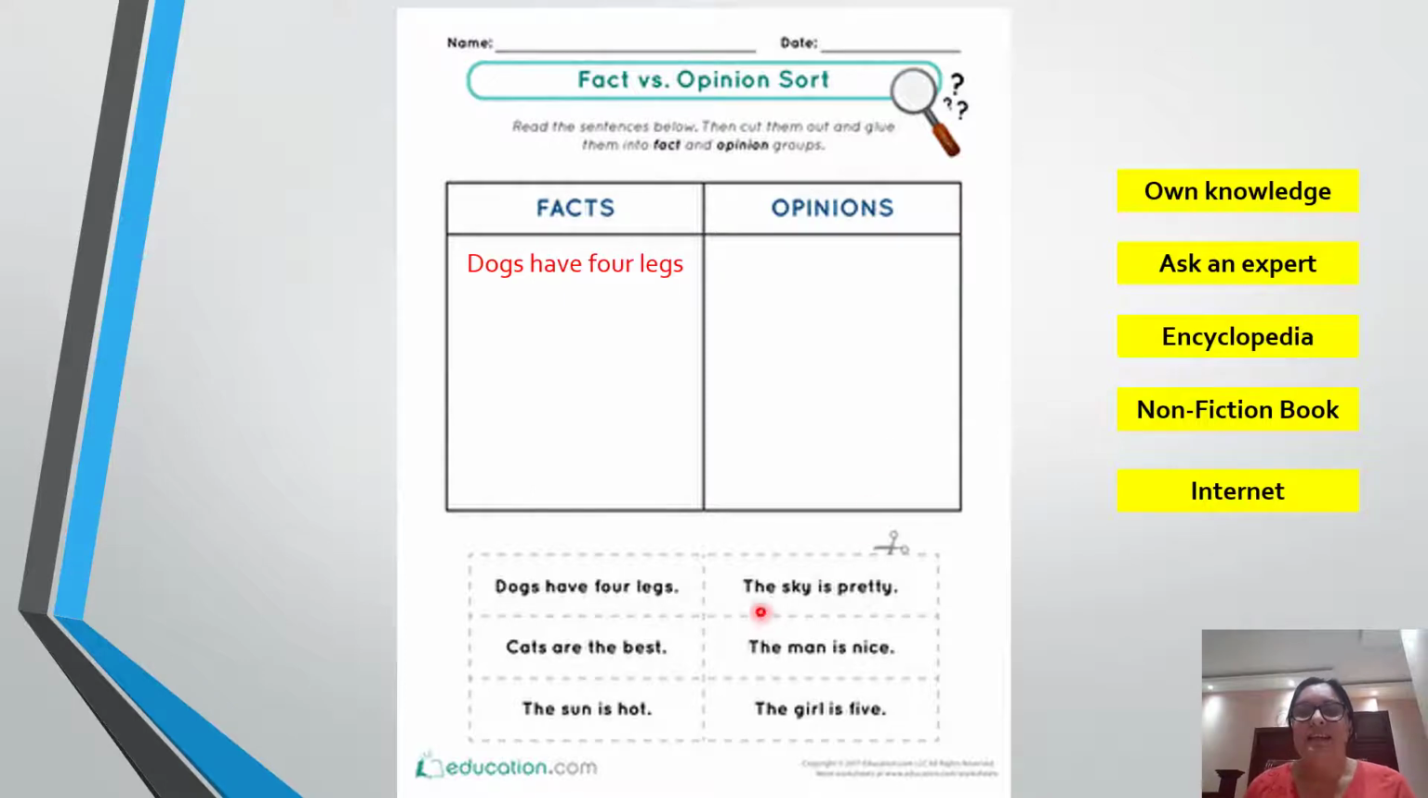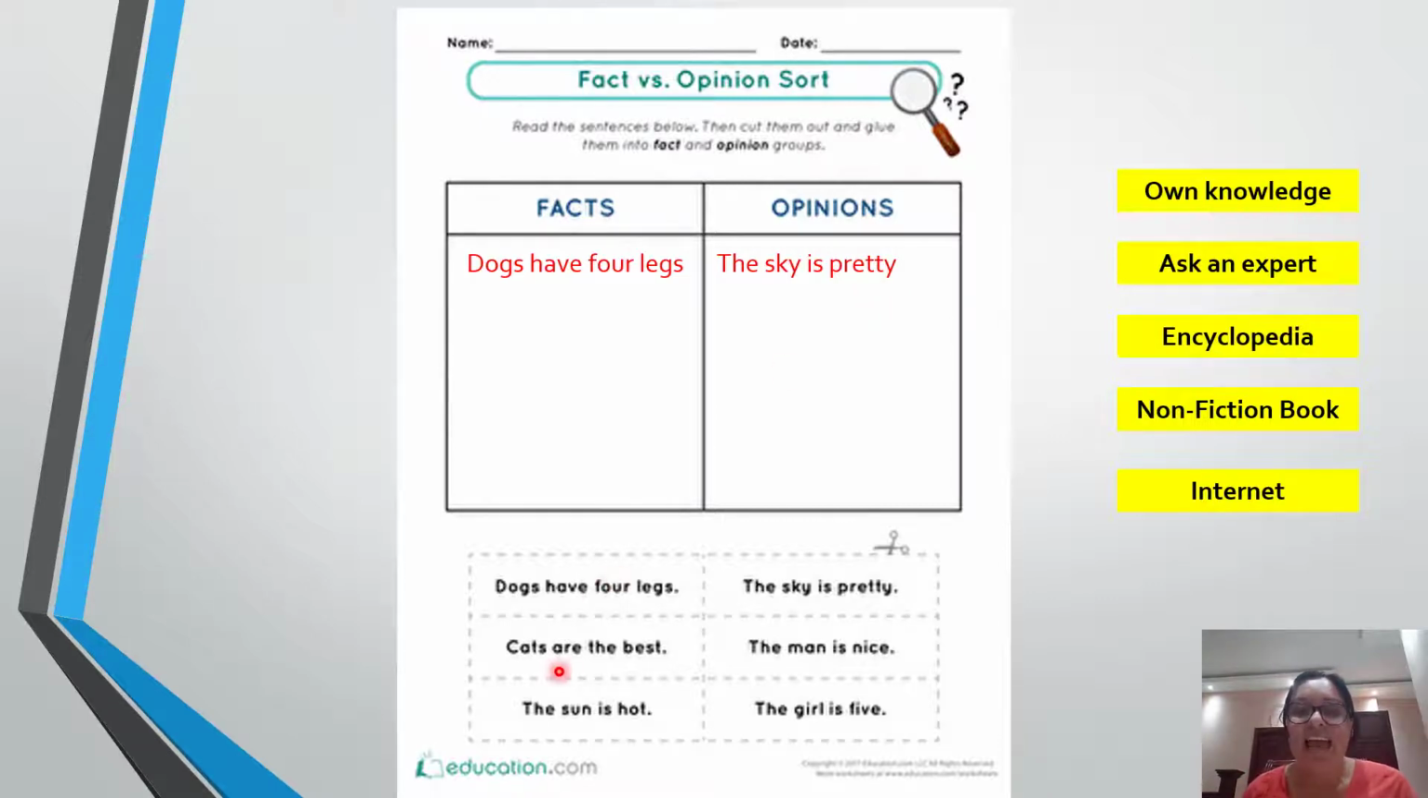Let's see the second one in here. The sky is pretty. Fact or opinion? That is opinion. Excellent. The sky is pretty. Why? Because for some of you, the sky can be pretty, and for others, the sky is not pretty. But most of the people think that the sky is pretty. I think the sky is pretty.